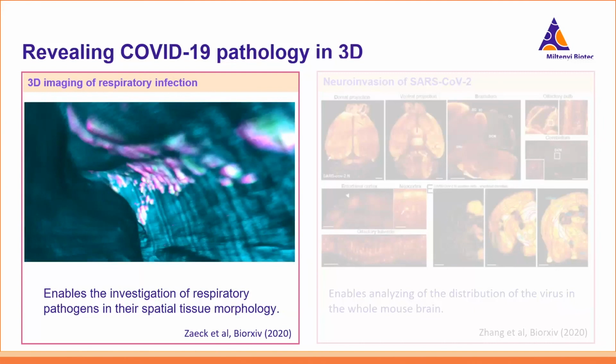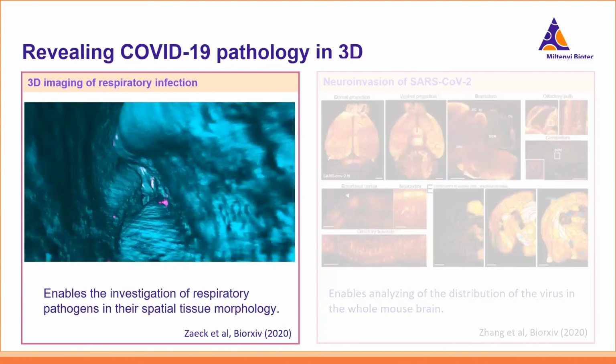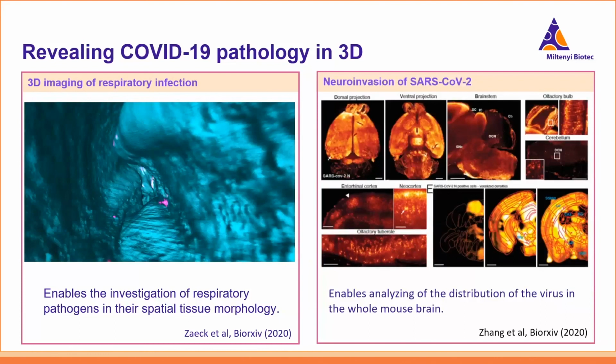Although this is considered a respiratory disease, researchers recently used 3D imaging with the UM to analyze the distribution of the virus in the whole mouse brain, as you see here. The paper that is summarized on the right provides evidence for the neuroinvasive capacity of the virus. While conventional immunohistochemistry studies can still be used to study infections, none of them are able to provide a greater spatial context of the disease that can be enabled by our 3D workflow solution.